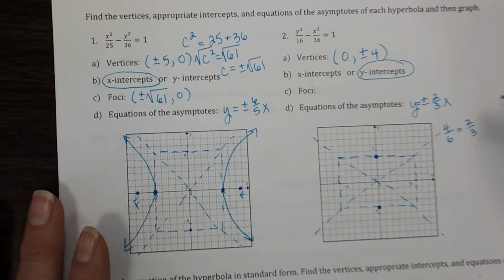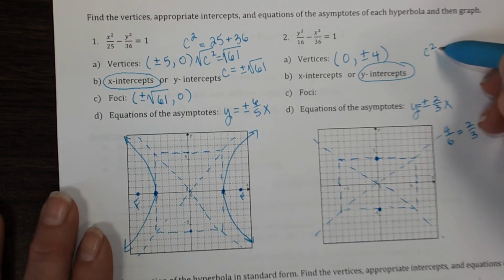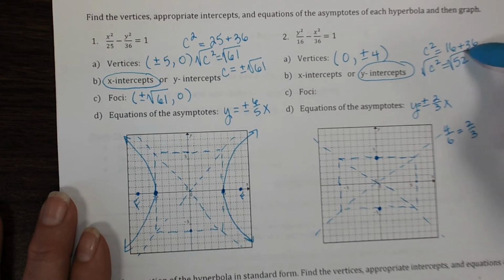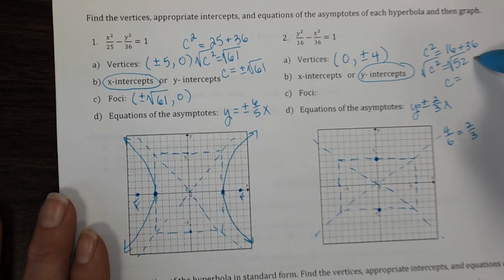And then finally, our foci, we're going to take c squared is equal to 16 plus 36. c squared is equal to 52. Square root, c is equal to, that does simplify. There's a 4 and a 13, so it'd be plus or minus 2 root 13.